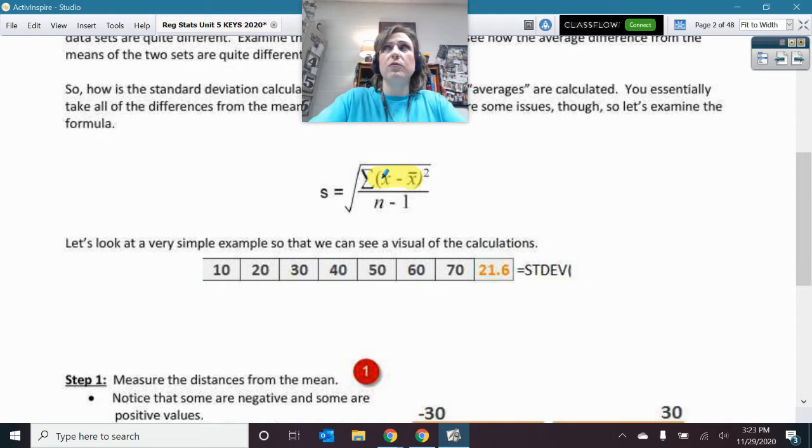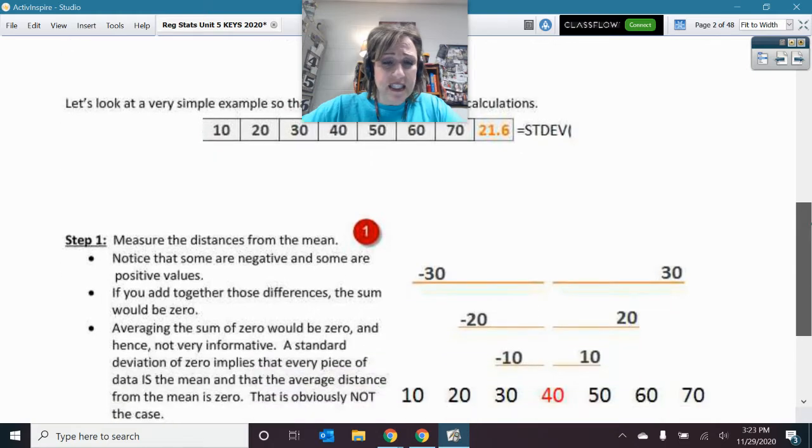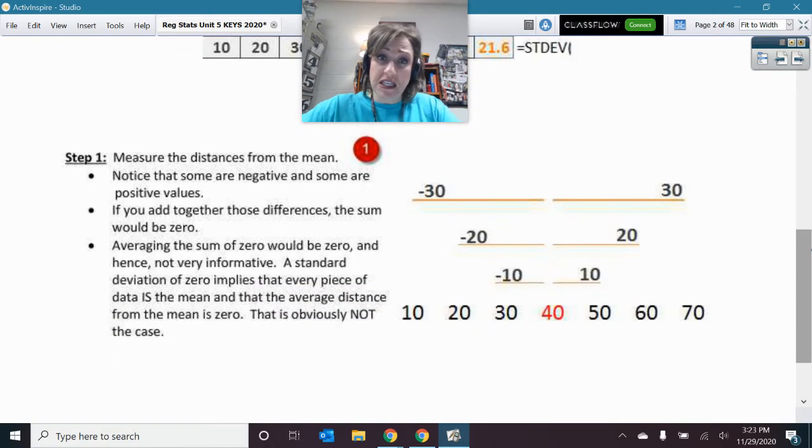How would you get the distance from the mean? Okay, so if I want to see how far away somebody's distance is from the mean, first I need to know what the mean is. So let's look at this set of data. We're going to practice through this.